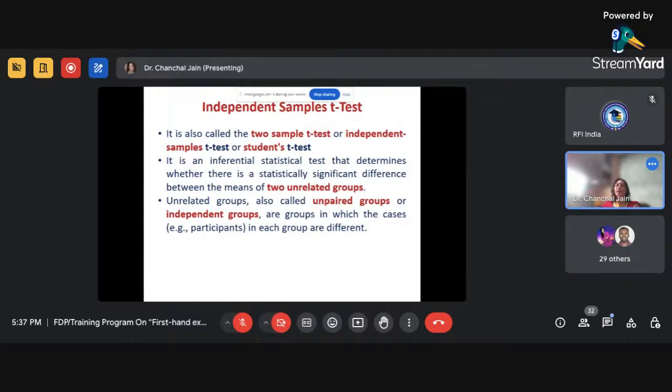What is the meaning? When I talk about inferential statistics, generally what we do is use a sample, and using that sample we want to draw the characteristics of the sample for the population, or we can say we are drawing a conclusion on the basis of a sample for the population. Those types of statistics are known as inferential statistics.